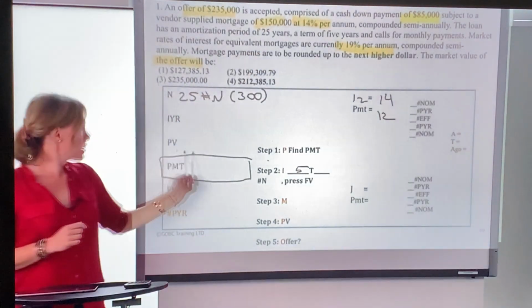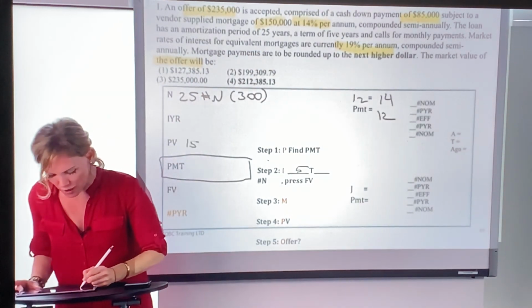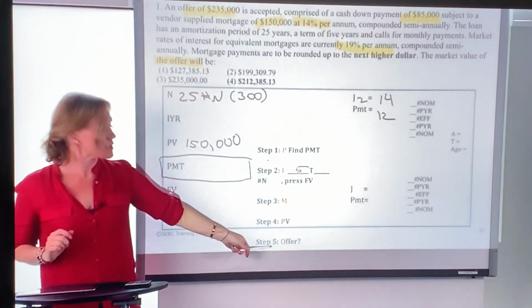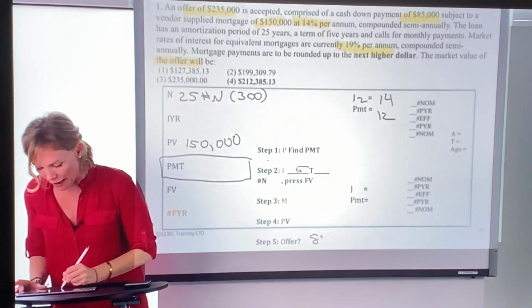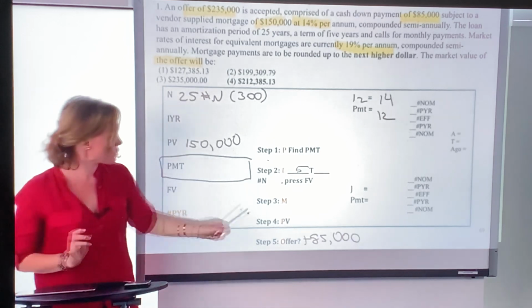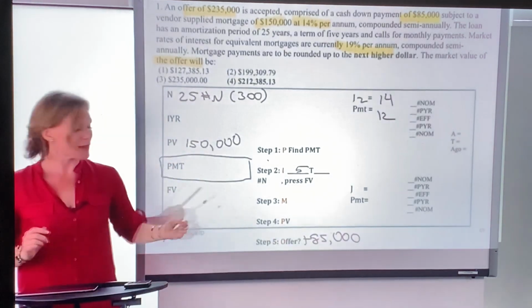So keep it simple. Present value is your mortgage, whatever is the mortgage given to you in the question, and the cash you will be using in step number 5 when you're looking for the offer. That 85,000 will show up as cash in here. So I would just do it like this. I would put plus 85,000 right at the end, so I don't forget it, and that will give me my offer.